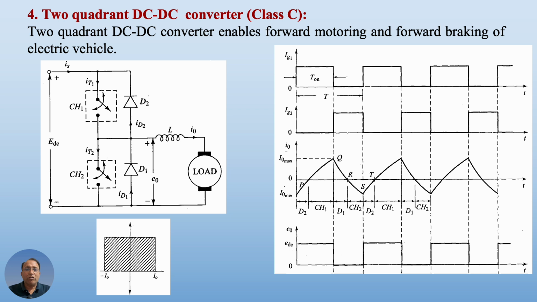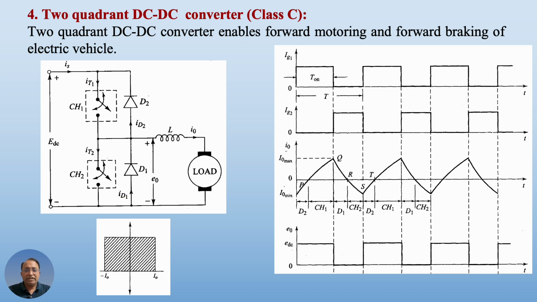The steady state waveforms indicate, let us say, point P. At this point chopper CH1 will be triggered and it will start conducting such that the output voltage becomes equal to the supply voltage EDC. So current will flow through the inductor, through the motor, and come back. Output voltage is equal to the input voltage and the inductor will start storing energy. So current flowing through the inductor will be maintained like this.